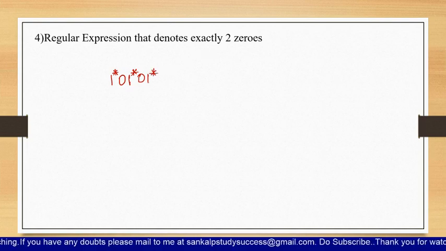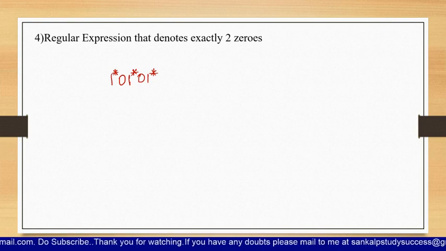Then after this 0 also you can have 1 or you may not have 1. In a string, it may be in between, at the end, or in the beginning, you must have exactly 2 zeros, not more than 2 zeros and not less than 2 zeros. But before or after those zeros, you can have any number of ones because there is no restriction on ones. You have the restriction only on zeros. So zeros are 2, but any number of ones is possible. Now this is the regular expression for denoting exactly 2 zeros.